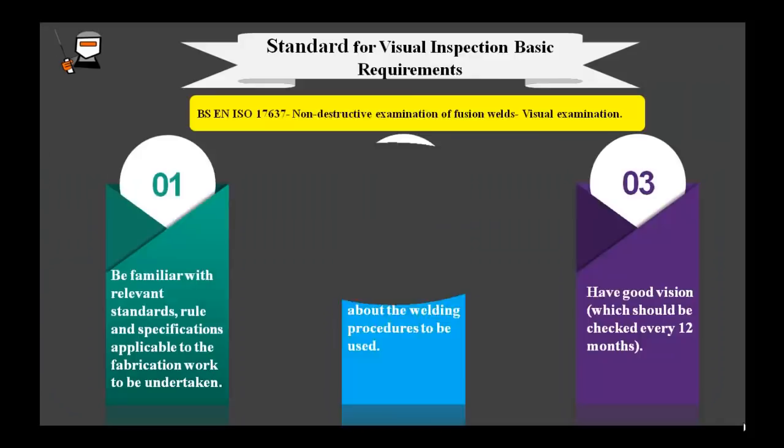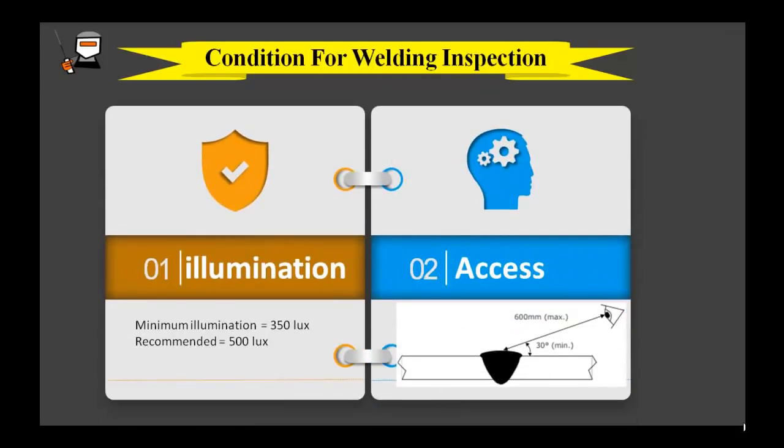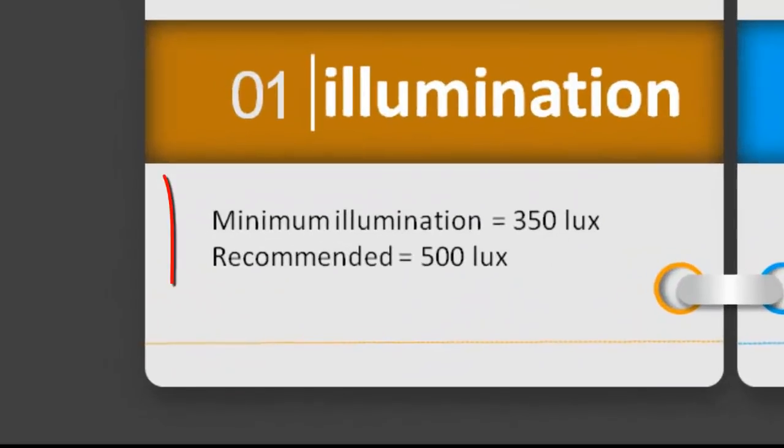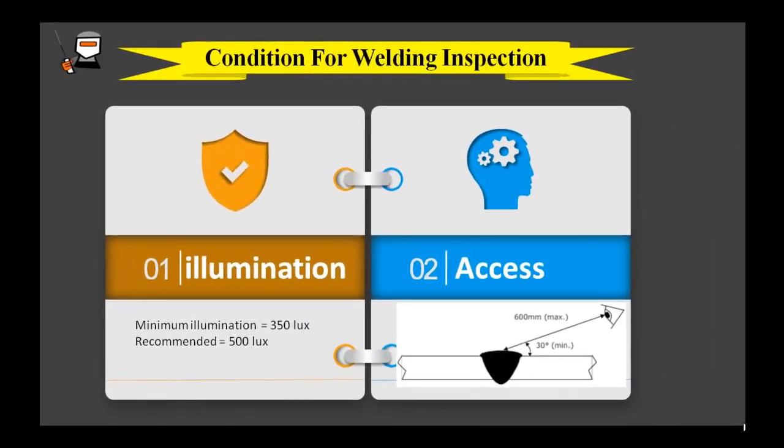Here we will discuss the condition of welding inspection. According to ISO 17637, the minimum illumination shall be 350 lux but recommended a minimum of 500 lux, normal shop or office light. From an exam point of view, they can ask you a question about what is the minimum lux required for visual examination. Then you should remember 350 lux.